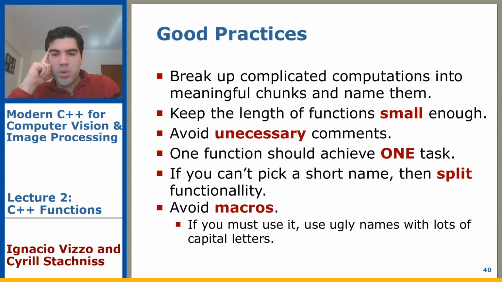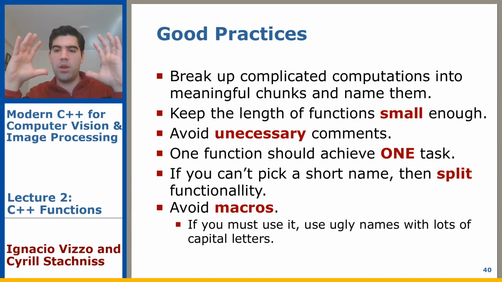And one function should achieve one task. This means no funky behaviors behind the scenes. And if you can't pick a short name for the function, if you look into your implementation and see, okay, do computation and then return a value, but if this, do that, so if the name is really, really long, then probably you need to split the functionality.